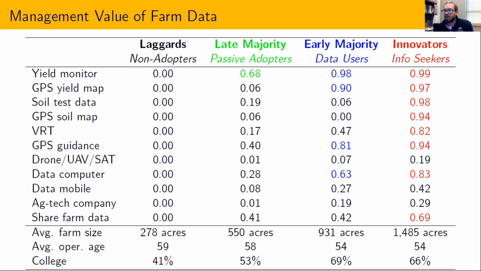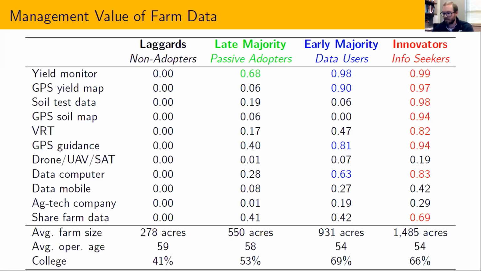Early majority take that yield monitor and they do the extra step of producing yield maps with GPS. And then they have much higher rates of GPS guidance, and they're pretty likely to use a computer to analyze their data. But it's the innovators, the really progressive farms, that are using a lot of these technologies pretty heavily. Almost all of them are doing soil sampling and variable rate technology, almost all analyze data on the computer, and almost 70% will share their farm data with some sort of service provider. So those farmers we call the information seekers. They're really out to get more data and use more data.